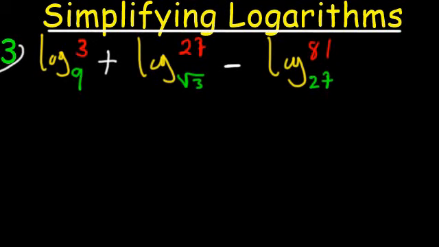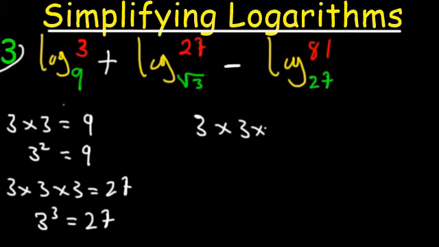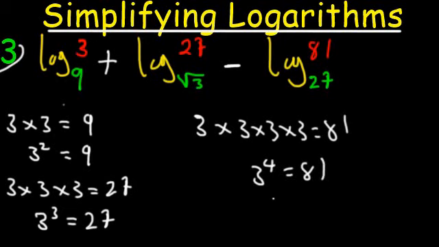Okay, so what should we do in this case? Let's begin with 9. 3 in 2 places is simply equal to 9, and in index form 3 squared is equal to 9. So what about 27? 3 in 3 places is indeed equal to 27, and in index form 3 cubed is equal to 27. Now what about 81? 3 in 4 places turns out to be equal to 81. In index form 3 to the power 4 is indeed equal to 81.